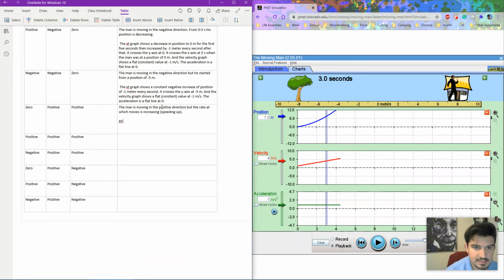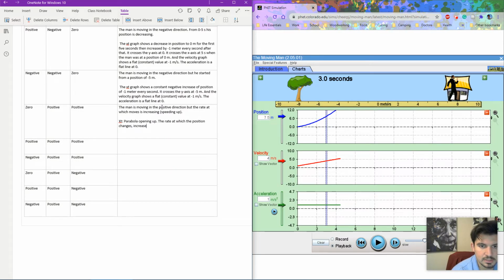Let's describe this xt graph. We have a parabola opening up. Even though it's a half parabola, we still call that a parabola opening up. The rate at which the position changes increases by 1 each second.